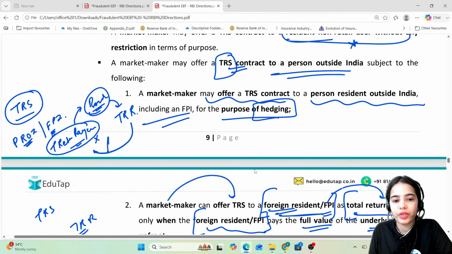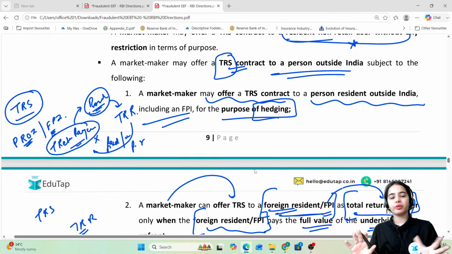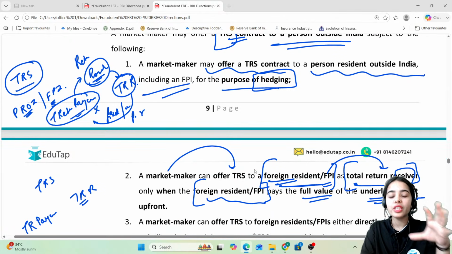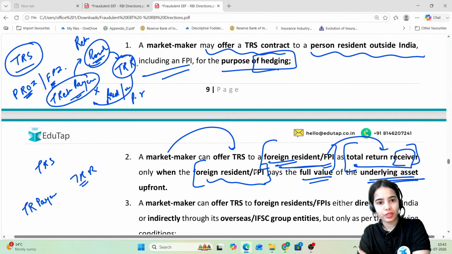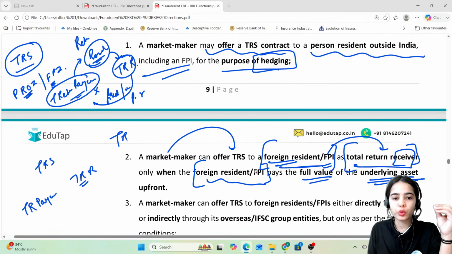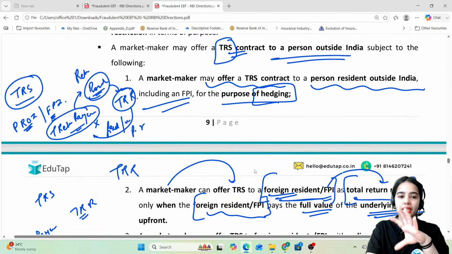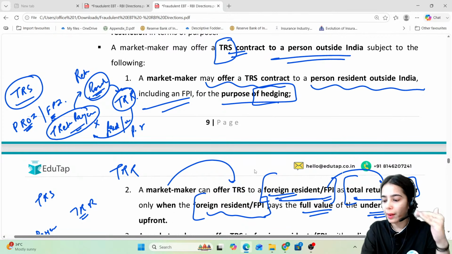They are getting the fixed or floating predetermined interest rate, and they are sending the returns to the total return receiver. Now, if they want to become the total return receiver, so that PROI, the person resident outside India, the FPI, they can be the total return payer.